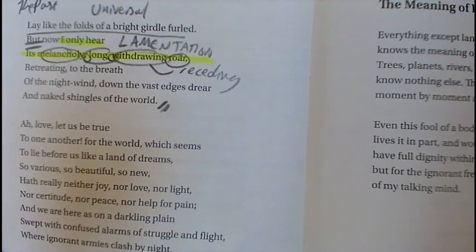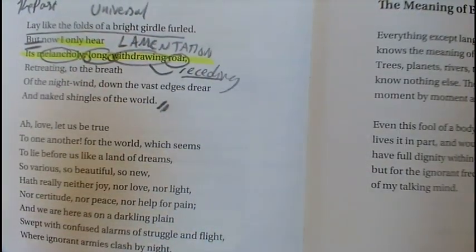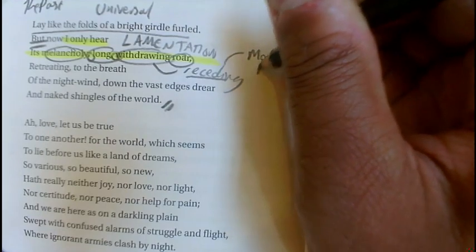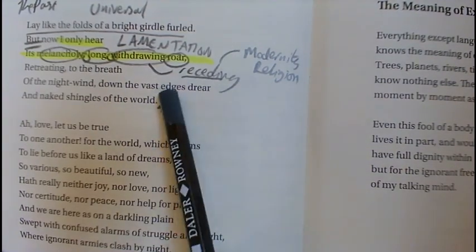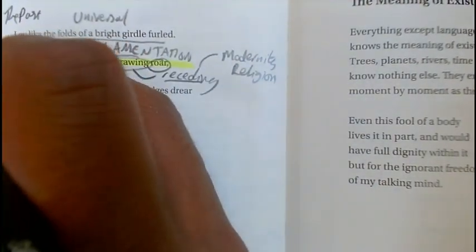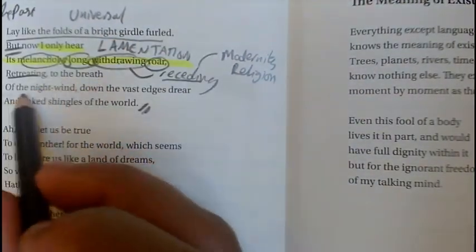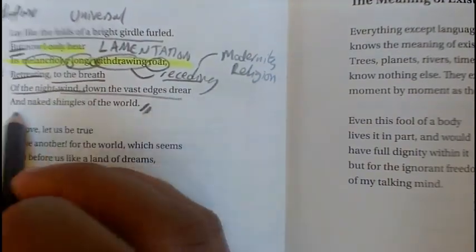And again, let's think about why that might be. Remember, he described it as a sea of faith. So if faith is receding, that means it's going away. And again, this might bring back the theme of modernity and modern life and the tension between modernity and religious belief, arguably. I'm sure you all have your own interpretations. But he then emphasizes that point, retreating. So first it was withdrawing, now it's retreating. Notice the use of verbs here. Retreating to the breath of the night wind, down the vast edges drear and naked shingles of the world.